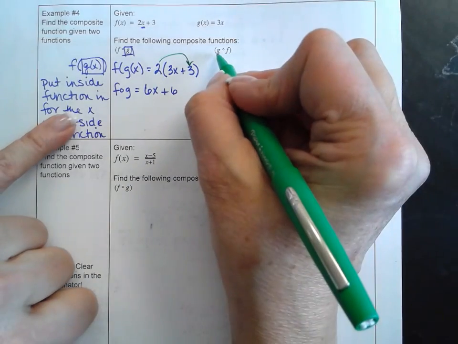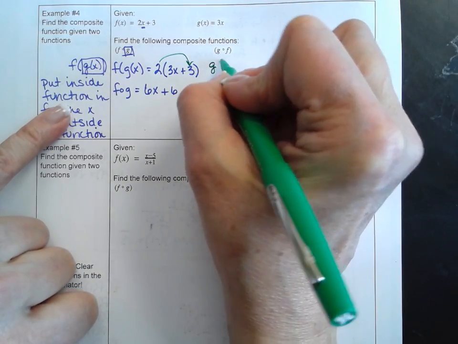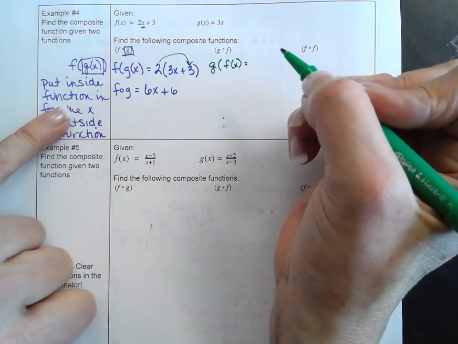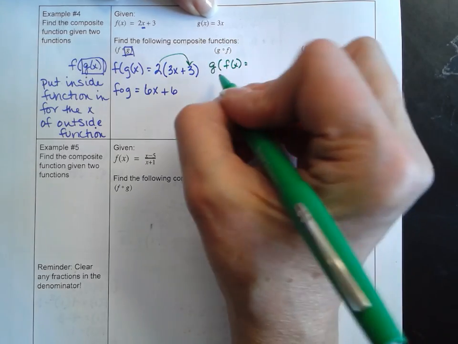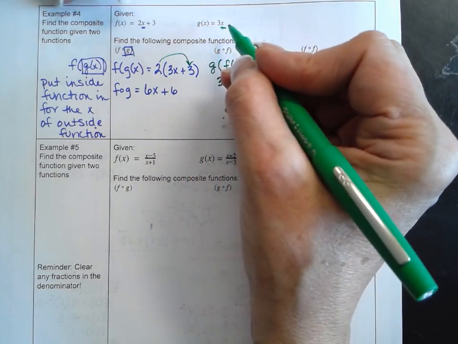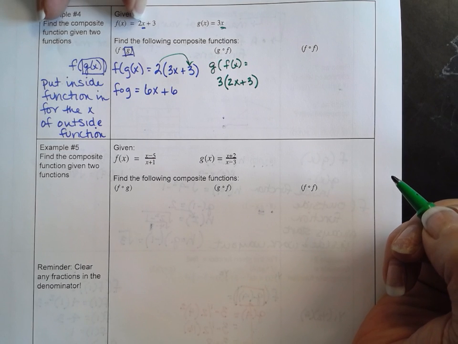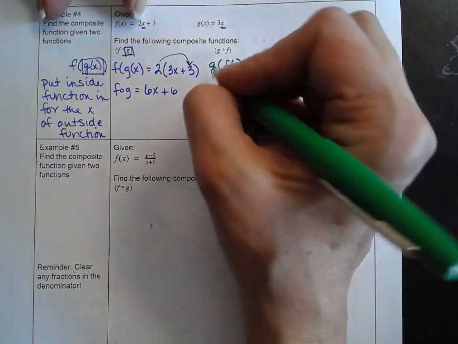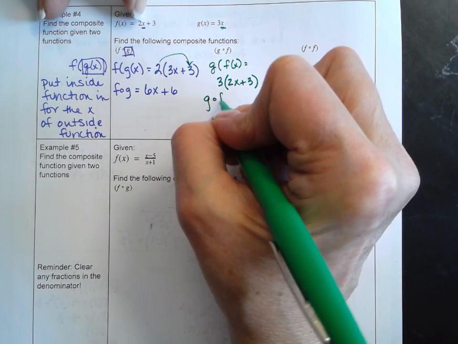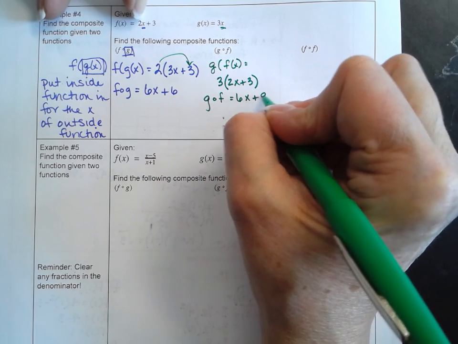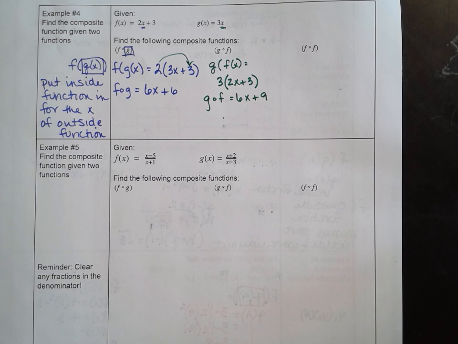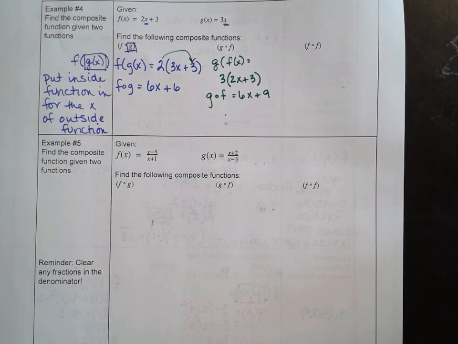Okay. If I'm doing G composed of F, that's like saying G of the F of X. So this time I'm using my G of X and replacing the X with my F of X. Does that make sense? All right, so that makes the G of F 6x plus 9. Are these ringing bells from last year? Yes, I know that, good though. Okay. Are we good with those?